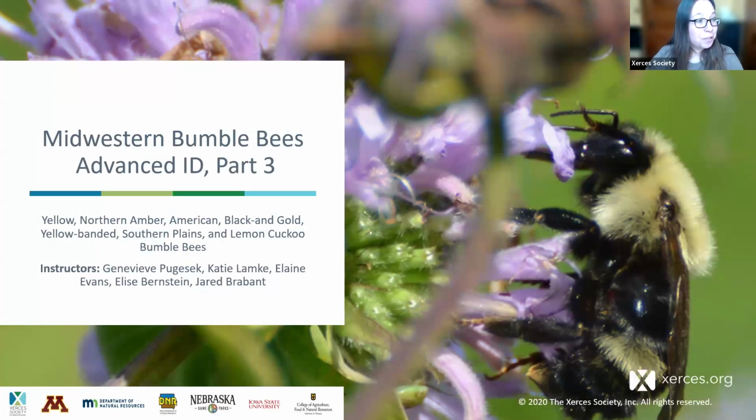Once again, thank you all so much for joining us today for the third part of our three-part training webinar. Today, we are going to be going over some of the bumblebee species that you may encounter in the Midwest, specifically the yellow, the northern amber, American, black and gold, yellow-banded, southern plains, and lemon cuckoo bumblebees.